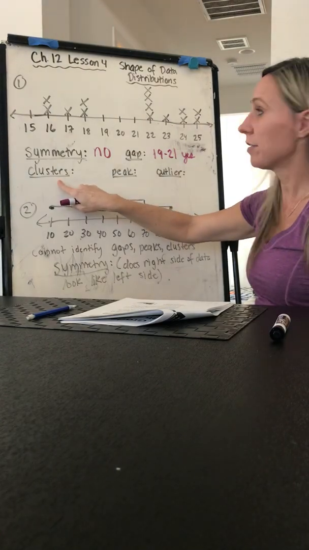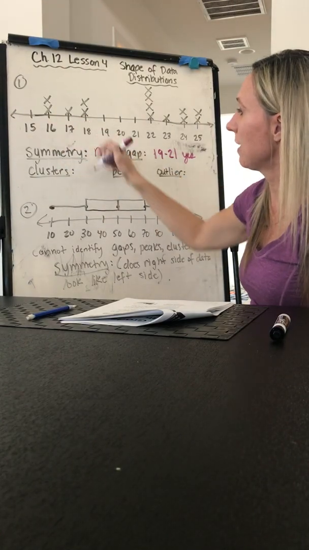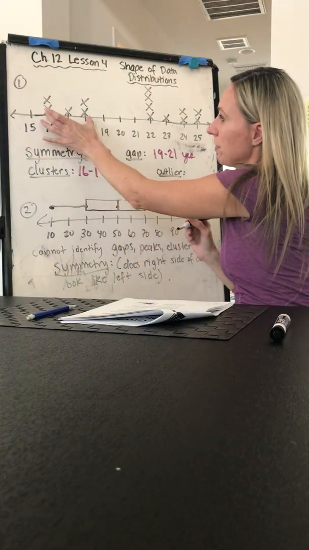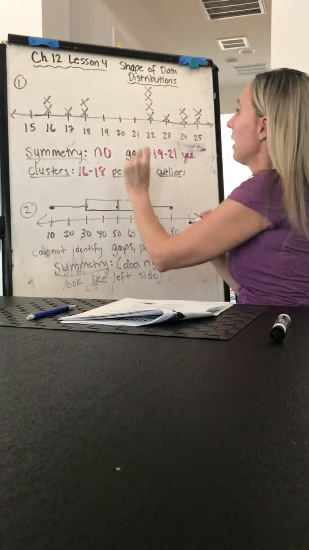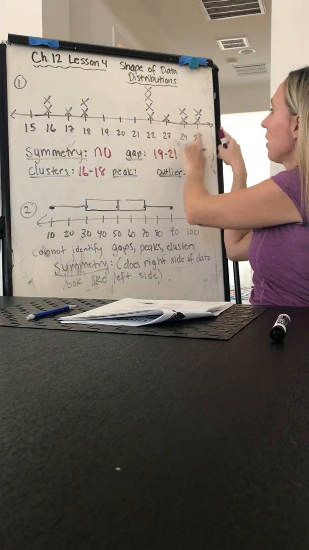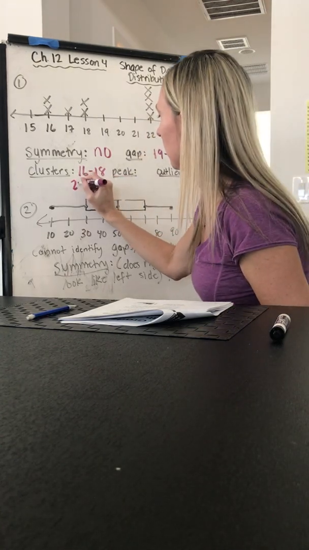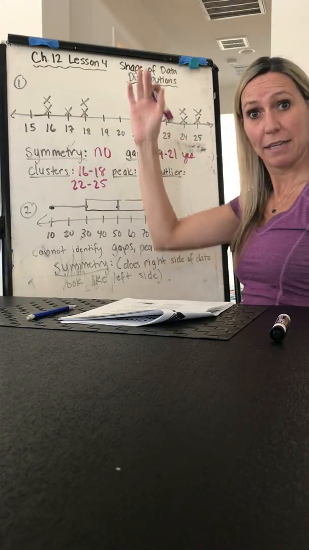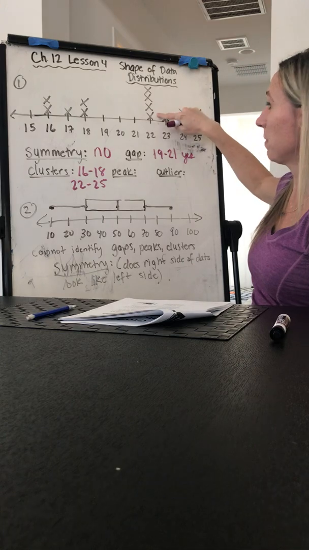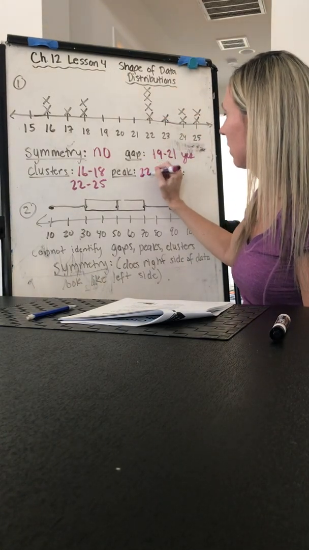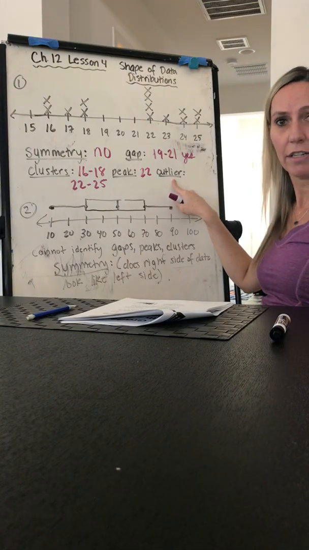And then clusters, we have a cluster from 16 to 18. Again, this is where the data is grouped. There's data here, and then there's the gap, and then there's another cluster from 22 to 25. Then the peak is where it's the highest. That would be at 22, because there are 4 here. So 22.